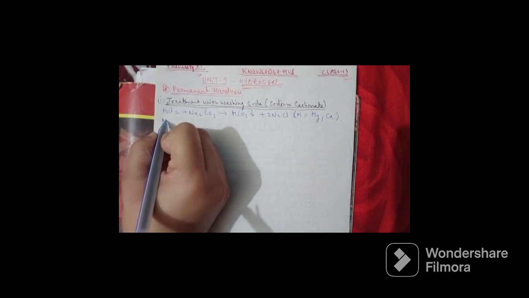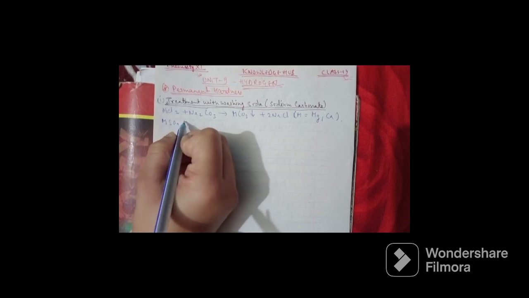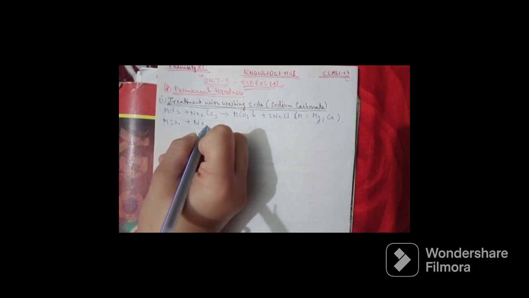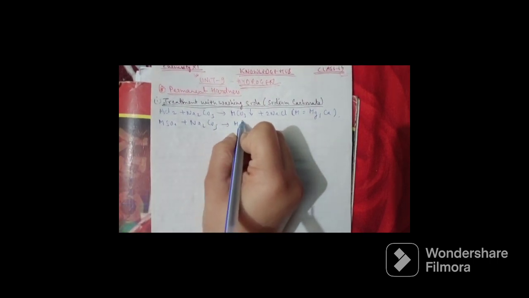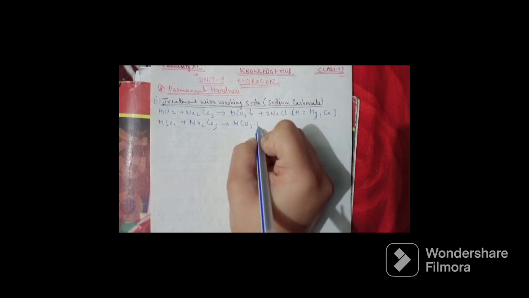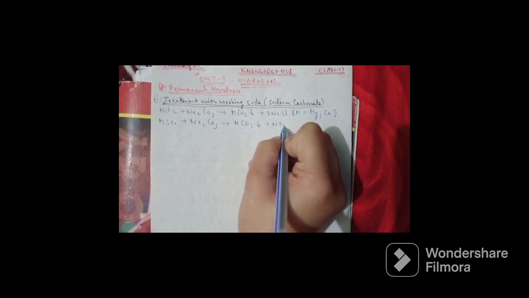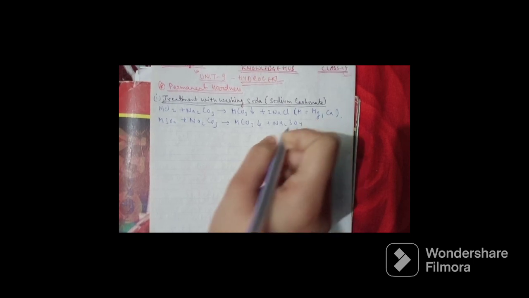Now another reaction in terms of treating with washing soda, sodium carbonate: MSO4 plus Na2CO3 gives MCO3 plus Na2SO4. This is the other reaction, where M could be magnesium or calcium.